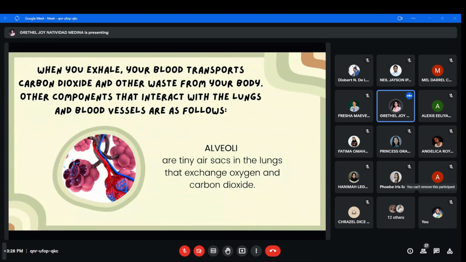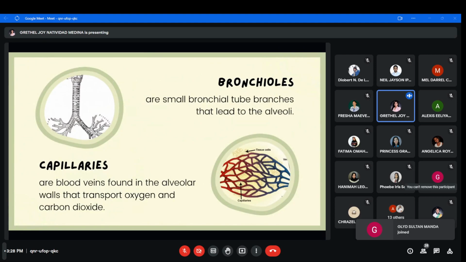Other components that interact with the lungs and blood vessels are as follows. First, we have the alveoli. Alveoli are the tiny sacs in the lungs that exchange oxygen and carbon dioxide. So diri mahitabo ang exchanging sa oxygen and carbon dioxide. Next, we have the bronchioles. These are small bronchial tube branches that lead to the alveoli. So at the end of the bronchioles, na alveoli.